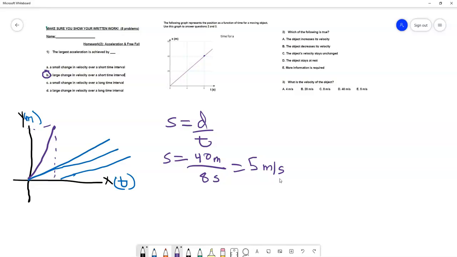So it says the object increases its velocity, the object decreases its velocity, the velocity stays unchanged, and that is the answer that you want to go with here, because as you can see, it is just a steady velocity. It is flat. It is not, say, a velocity that goes up, and then it pauses, and then goes up again, and then pauses. It just goes straight, steady. And then what is the velocity of the object? We already worked that out right here. It is 5 meters per second. All right, so let me pause and get the next problem set up.